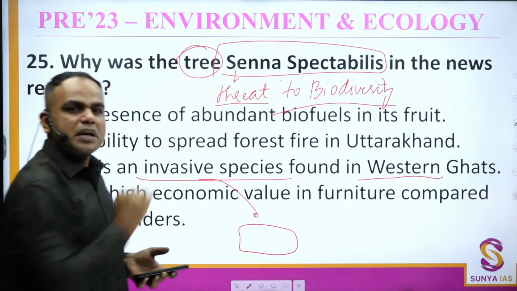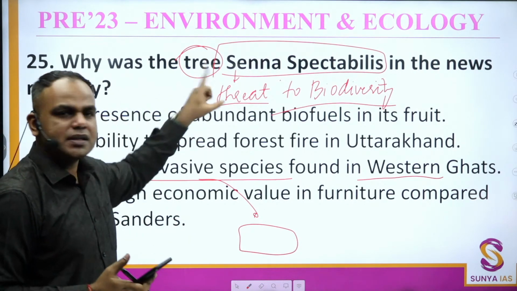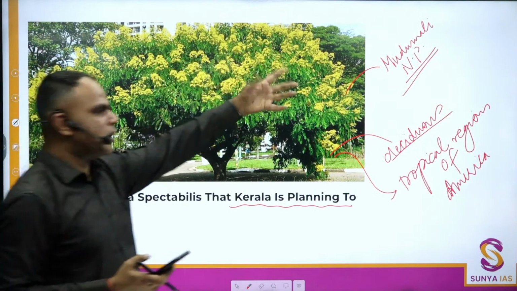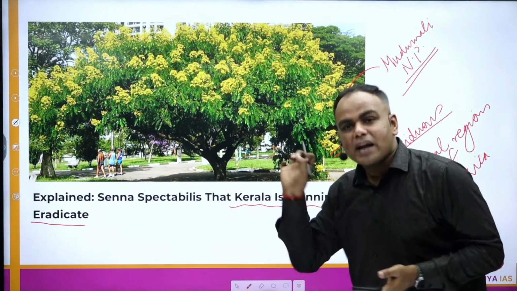This is one of the main reasons why concern is there. So in your notes also add Senna spectabilis as well. And this is also found in Mudumalai. Of course, when I'm saying Western Ghats, yes, Kerala is the state which is planning to eradicate it.